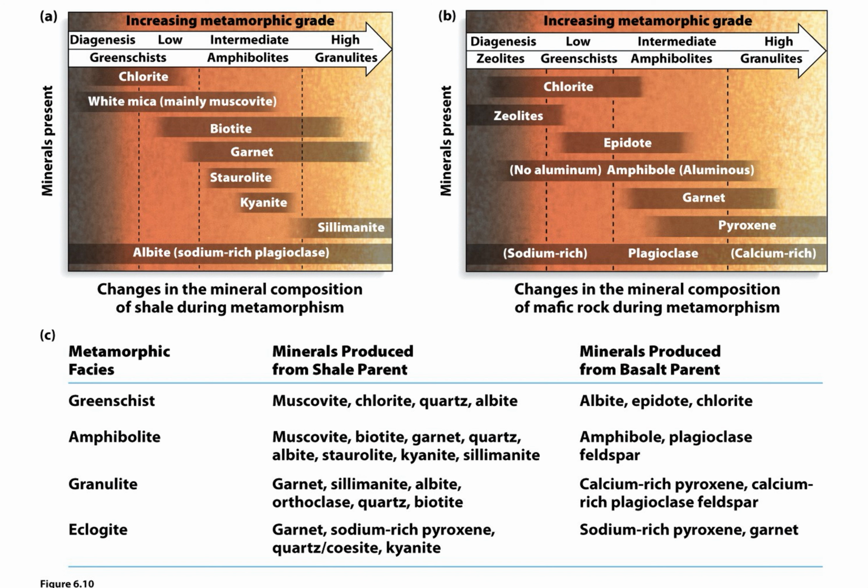Under greenschist facies conditions, in the shale parent we have muscovite, chlorite, quartz, albite, whereas in the basalt parental rock we have albite, epidote, chlorite. Under amphibolite facies conditions, in the parental shale rock we have muscovite, biotite, garnet, quartz, albite, staurolite, kyanite, sillimanite. In contrast to that, in the parental basalt we have amphibole, plagioclase, and feldspar.